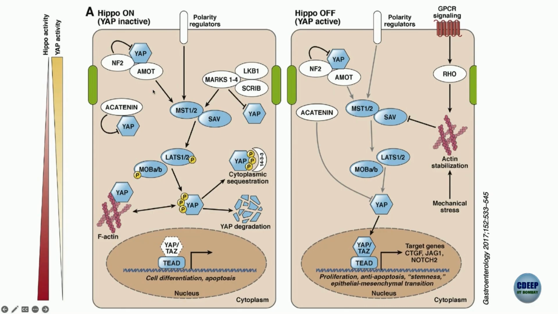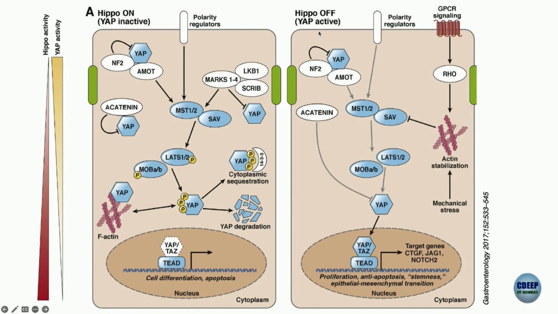So, whenever Hippo is on, what happens is this MAP4K kinase will go and activate LATS, LATS will go and activate MOB kinase, and together they will phosphorylate this YAP. So, there are two ways of sequestration of YAP. YAP will either get sequestered in the cytosol by the 14-3-3 family proteins, you remember the 14-3-3 family, and some actin cytoskeleton molecules. So, this phosphorylated YAP gets sequestered by the 14-3-3 family or it gets degraded. So, there is no transcription happening.